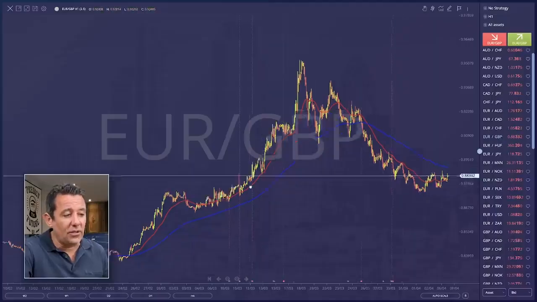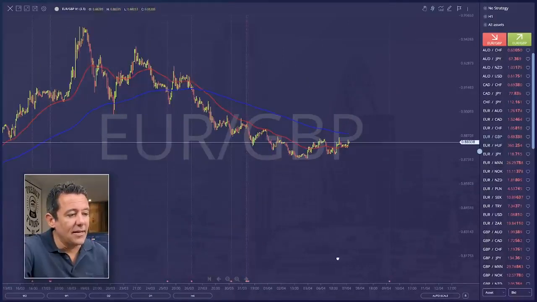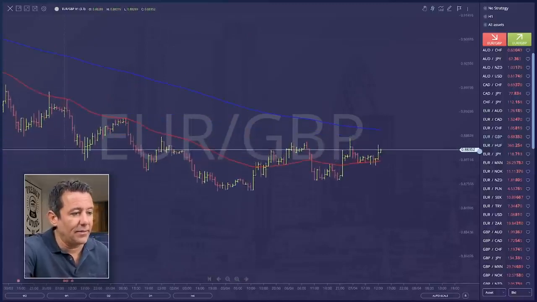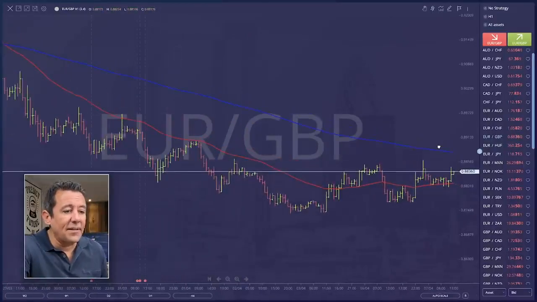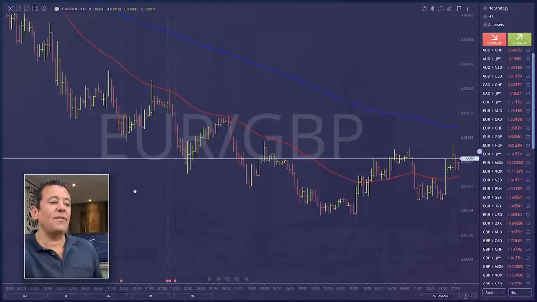So for that, I'm going to go top right here to my Euro Sterling chart. I'm going to just stretch this out so you can see it a little bit clearer. Let's have a look here. That's it. Now this is obviously after the fact, but I just want to give you a sense.